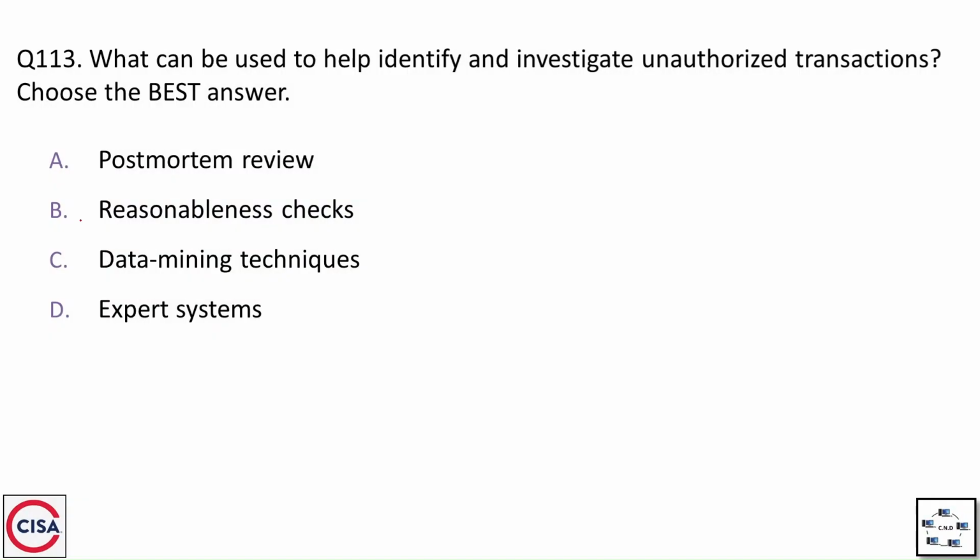Question number 113, what can be used to help identify and investigate unauthorized transactions? Choose the best answer. Option A, post-mortem review. Option B, reasonableness checks. Option C, data mining techniques. And option D, expert systems. And the correct option is option C, data mining techniques.